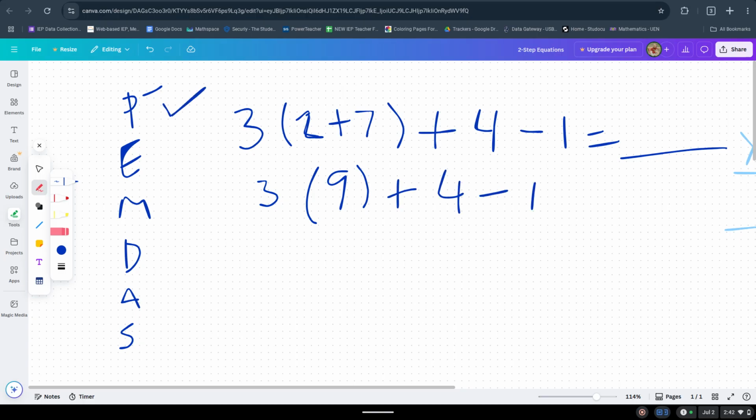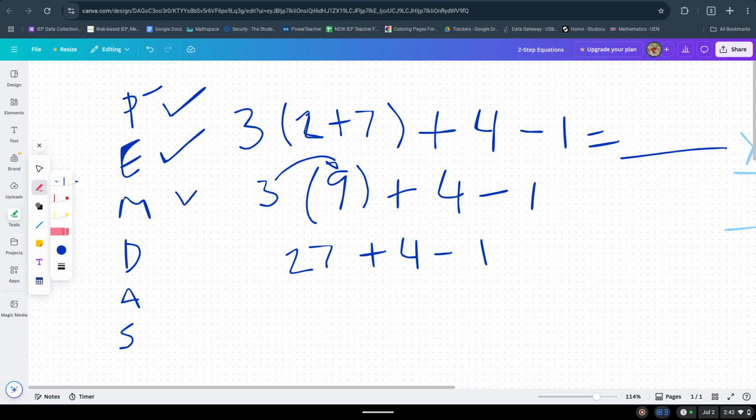Okay, we did that one. Okay, are there any exponents? Nope, no exponents. Done. Multiplication. Okay, and we've talked before about how when there's a number outside of parentheses, it means to multiply, so I want to do this part next. 3 times 9 gives us 27, plus 4 minus 1.